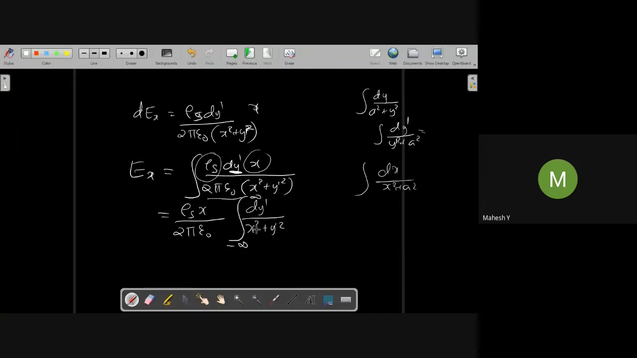So here instead of a we have x. So rho is x divided by 2 pi epsilon 0 is a constant. So 1 by x, because the constant is x here, 1 by a, tan inverse x by a, where instead of x we have y prime by x. Limits minus infinity to plus infinity. Since x is constant, we can cancel them initially itself. So what is the value of tan inverse infinity minus tan inverse minus infinity?